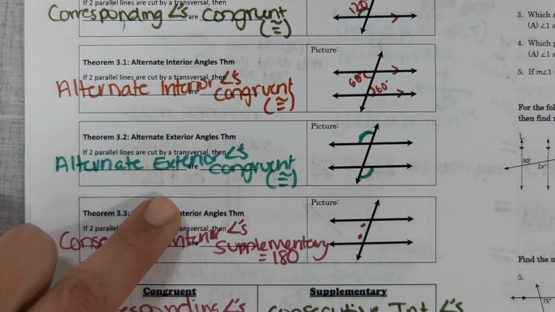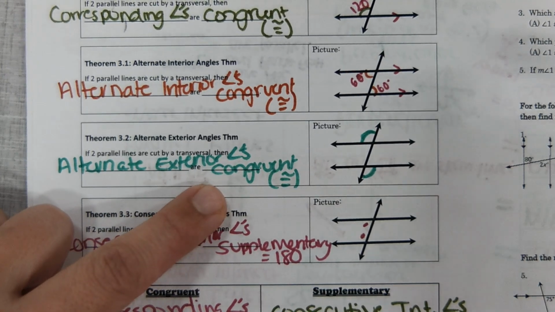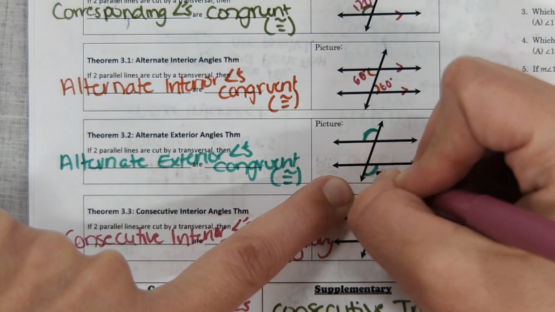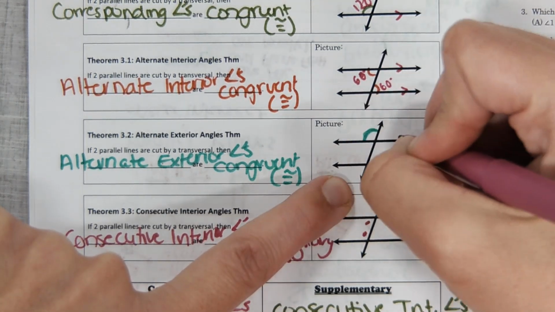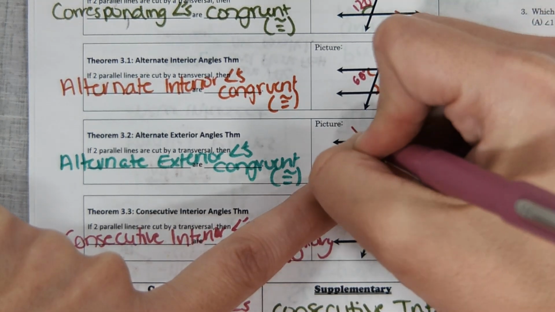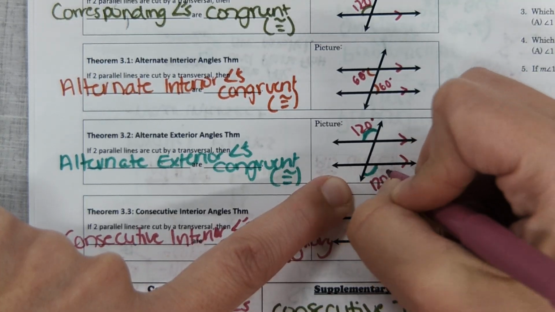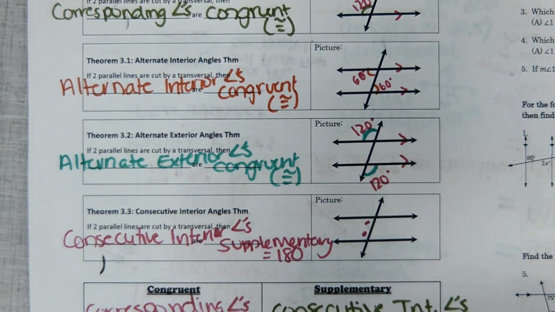Okay, and then alternate exterior angles are congruent. These are alternate exterior angles, alternate sides of the transversal on the exterior of the parallel lines. So if you're told that these lines are parallel and this is 120 degrees, then your alternate exterior angle would also be 120 degrees like that.